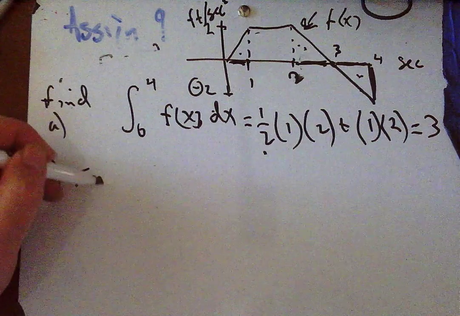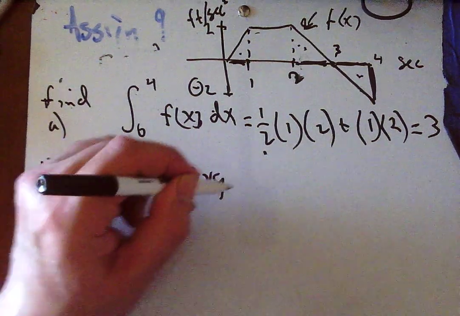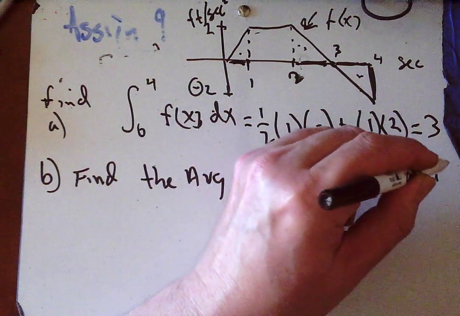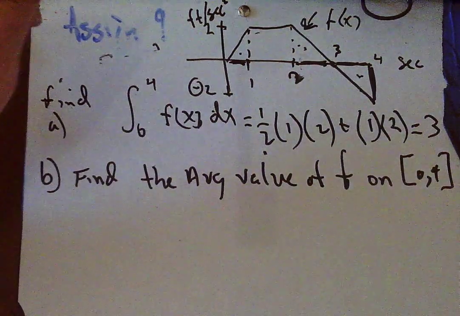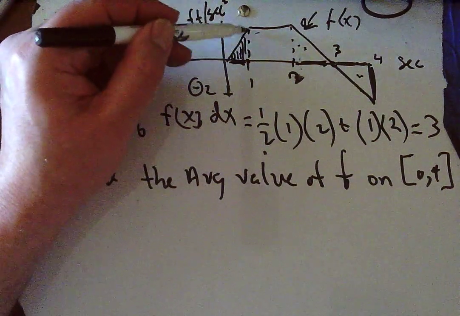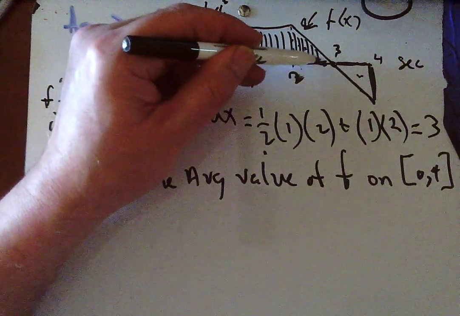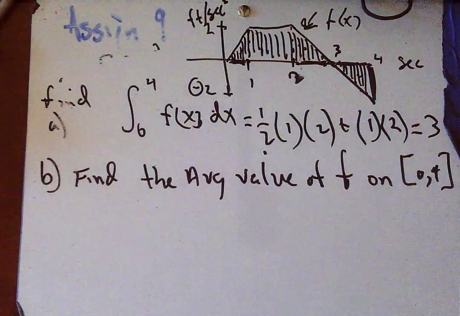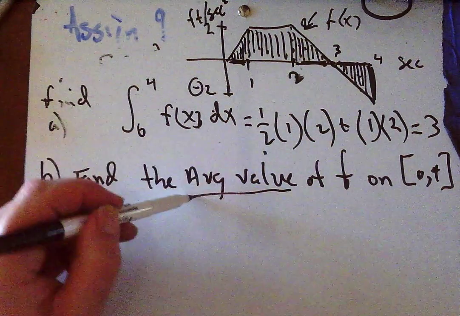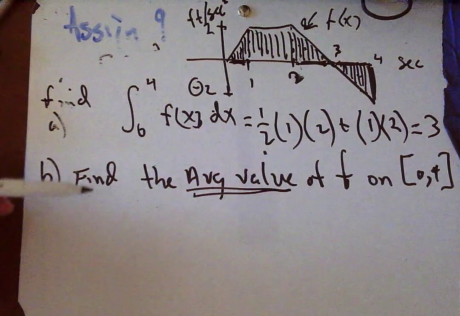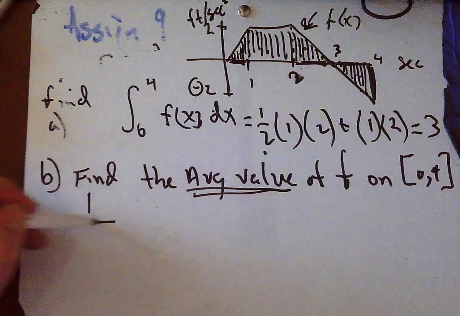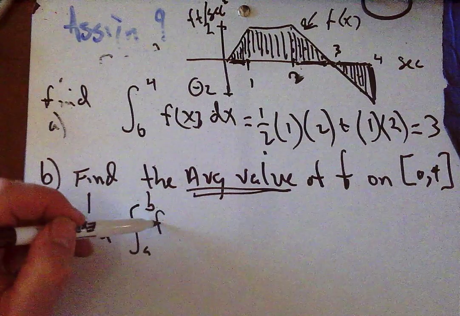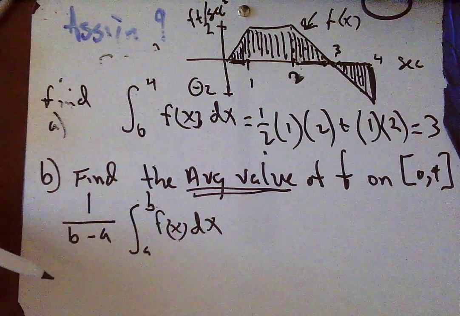B? Find the average value of f on 0 to 4. Remember, when we're talking about average value, we're talking about an infinite number of heights, of y values. And we want to know what the average of that infinite number of heights is. So, of course, this doesn't say average rate of change, it says average value. I need to use the average value formula. Remember, average value is 1/(b minus a) times the integral from a to b of f of x dx. So I just have to find the integral.